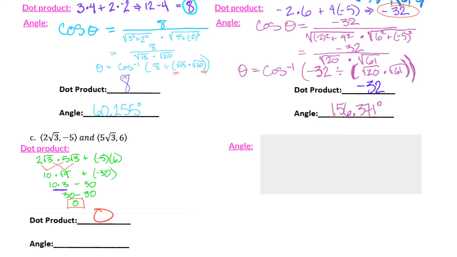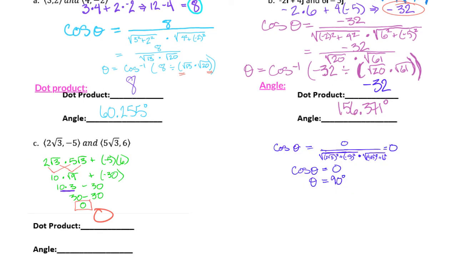So let's find the angle between. Cosine of theta is equal to 0 over, now you just have to make sure that you're not dividing by 0. So that's why I put this in here, the square root of 2 root 3 squared plus negative 5 squared. That's going to be a positive number times another positive number, so I know I'm not going to get 0 on the bottom. So I'm going to have cosine of theta equals 0, and where does that happen? Well, that happens at 90 degrees, so my angle measure is 90 degrees.